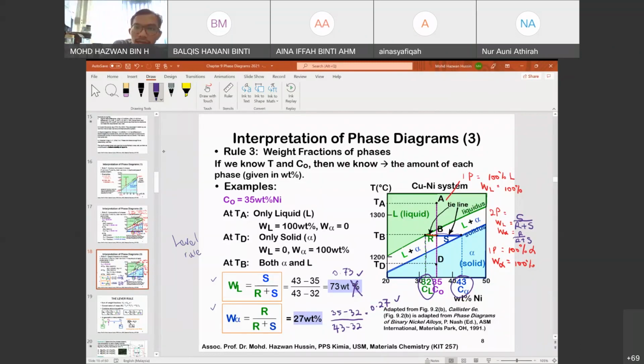Another thing that you can also use for the lever rule is that WL plus W alpha equals 1. Let's say you already calculated WL, the weight fraction of liquid. In order to calculate W alpha, you just simply subtract it: 1 minus WL. Then you will get W alpha. Or I think in written form also, no problem.